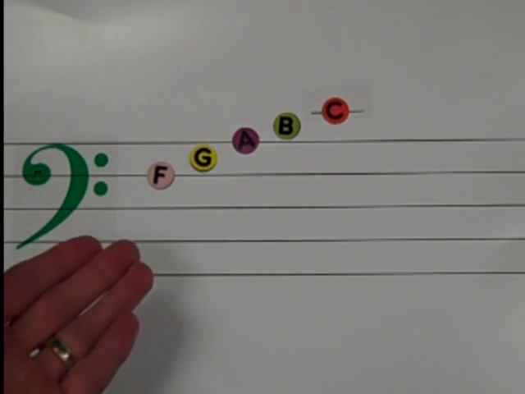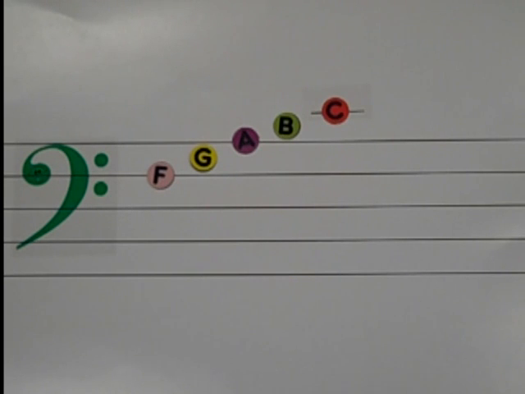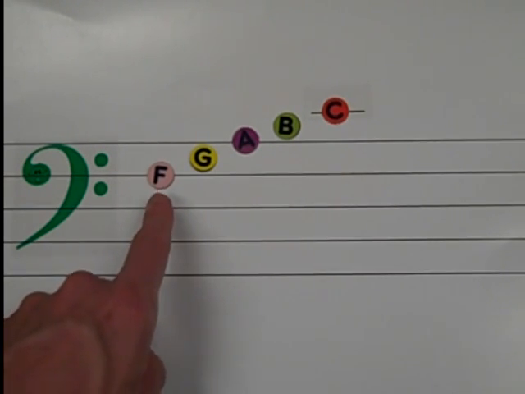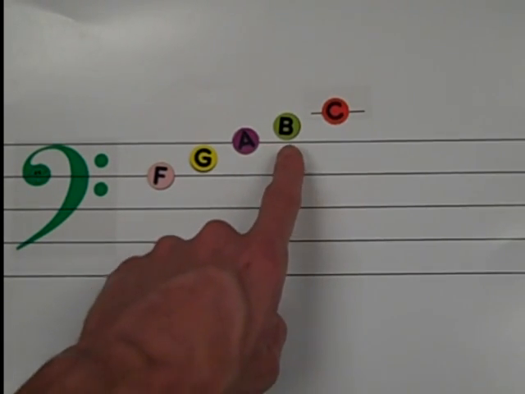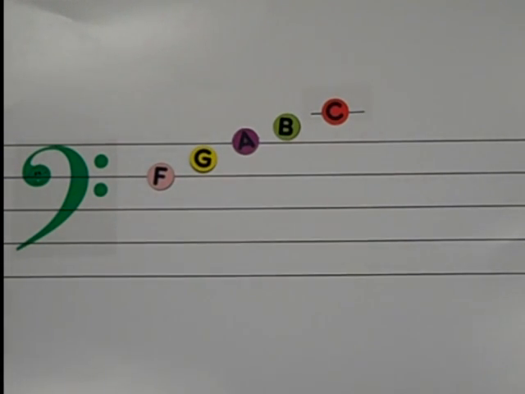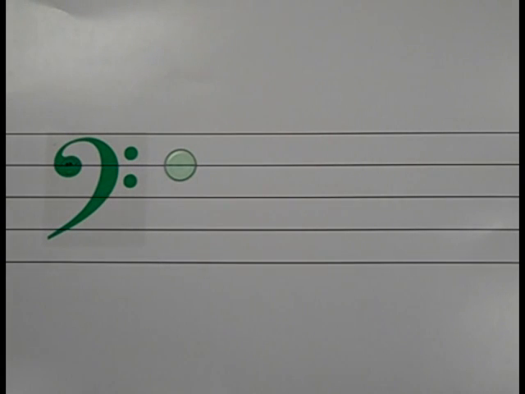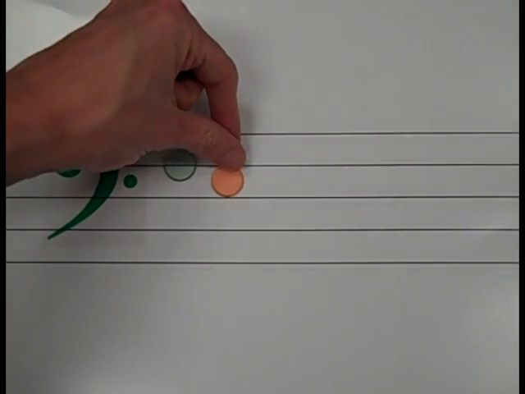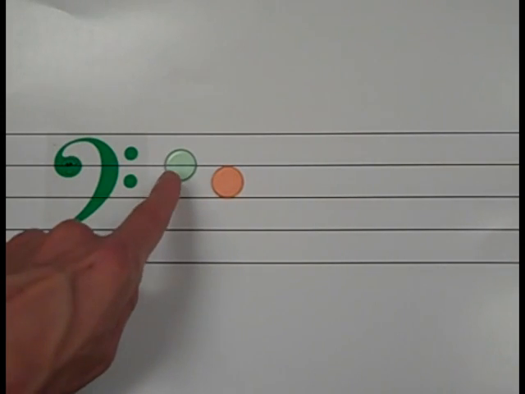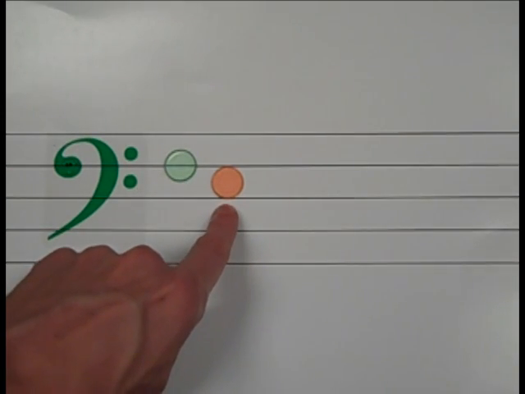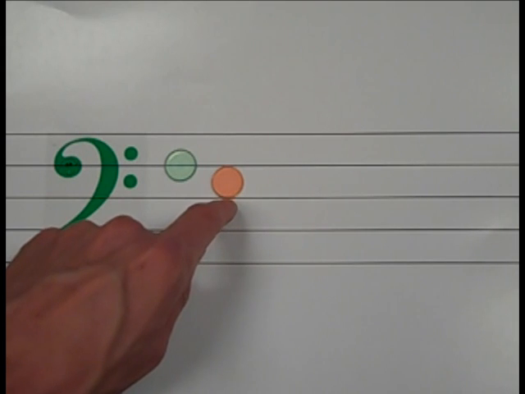Here's the bass staff with all the letters written in for you. Let's practice saying them. F, G, A, B, C. Now let's talk about the notes that go below the F line in bass clef. If you start on F and step down, what note would you be on? If you said E, you're correct.